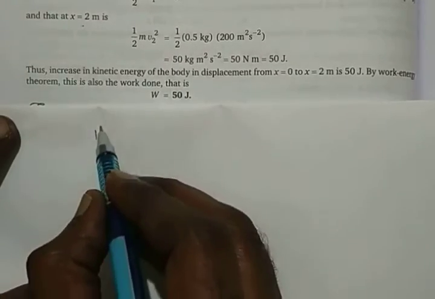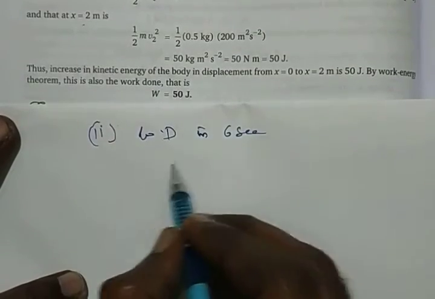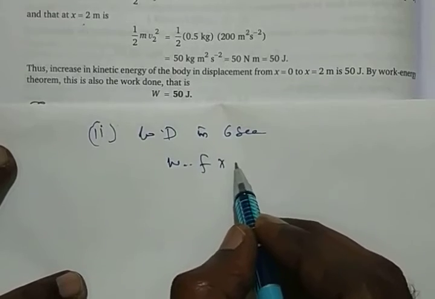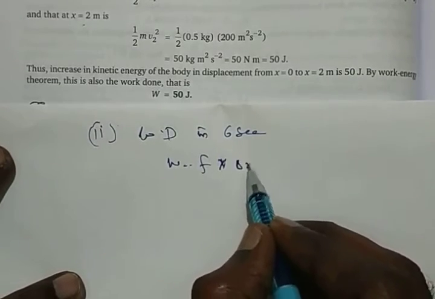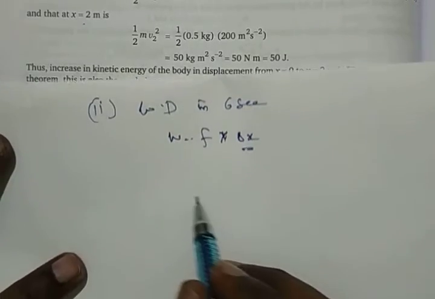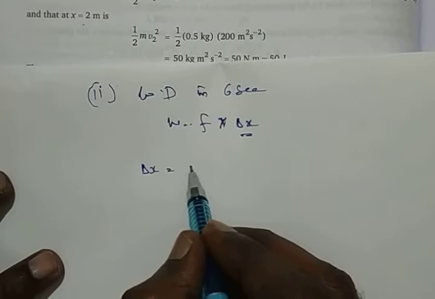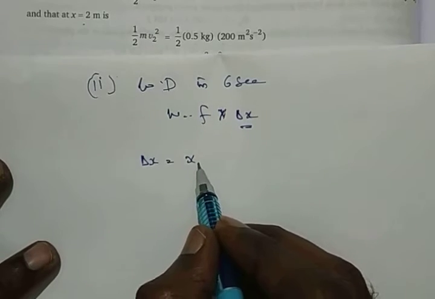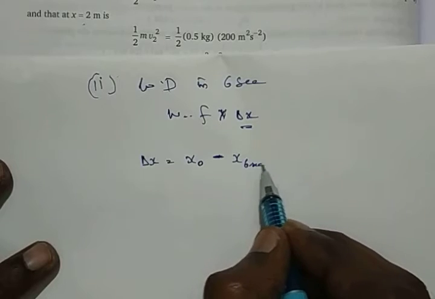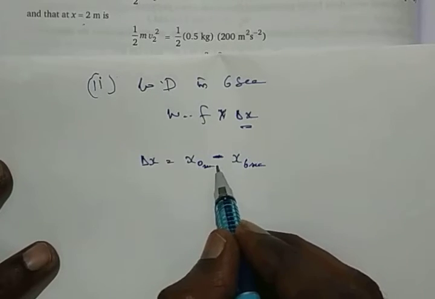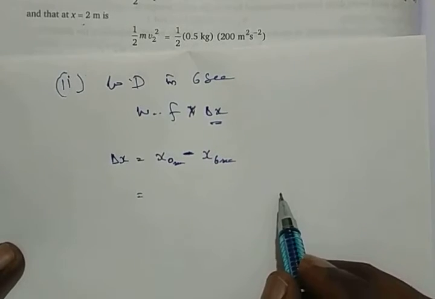So the second part is the work done in 6 seconds. Work done is equal to force into the displacement. Displacement is delta x, so we need to find out delta x first of all. Delta x is x at t equals 6 seconds minus x at t equals 0 seconds. The value of x is already given there.